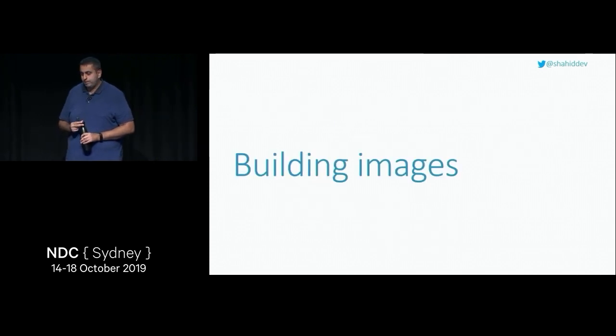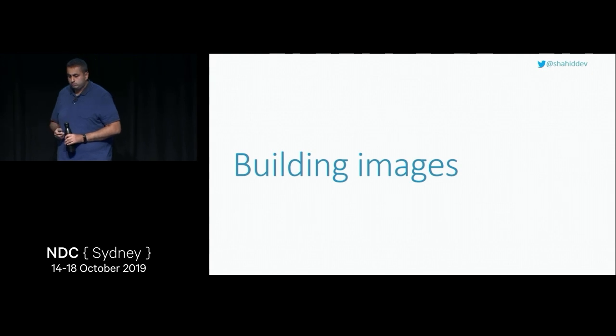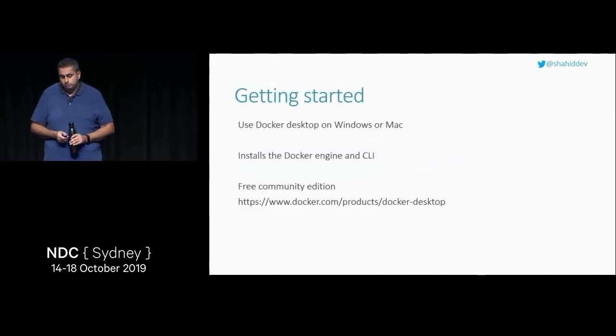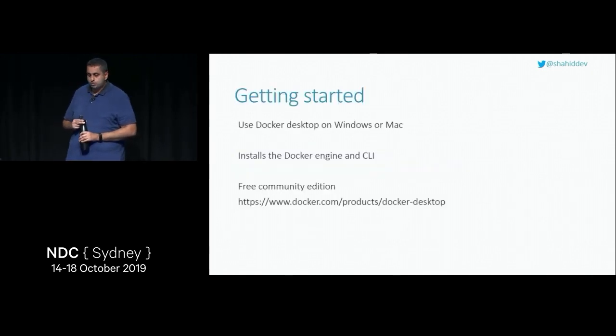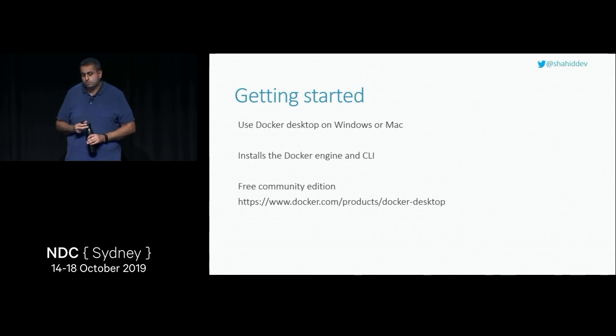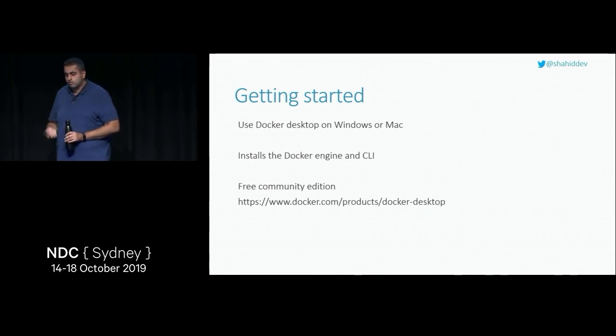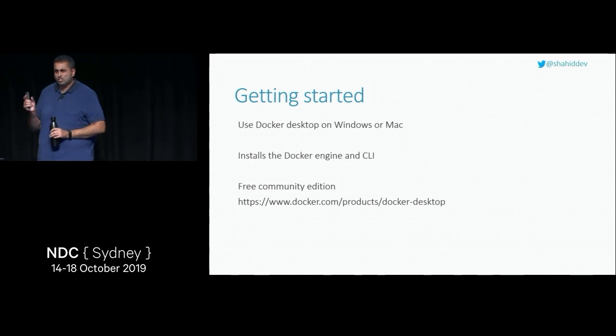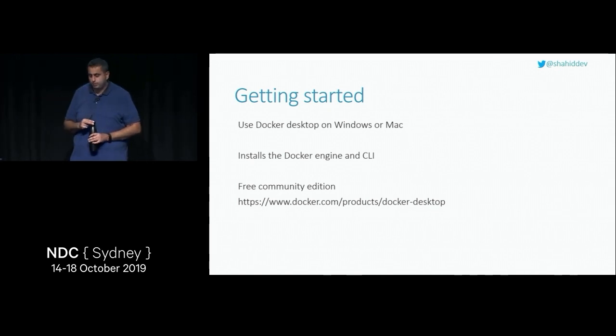So how do we build an image? How do we get started with Docker, actually? So I use Docker for desktop, or Docker desktop, as they call it now, for Windows. There's a Mac version available as well. And this installs the Docker engine and also the CLI. It's free to use, and you can download it at that URL there. Once you have that installed, you have the CLI and you have the Docker engine. I'll show you the Docker tooling briefly when we do a demo.